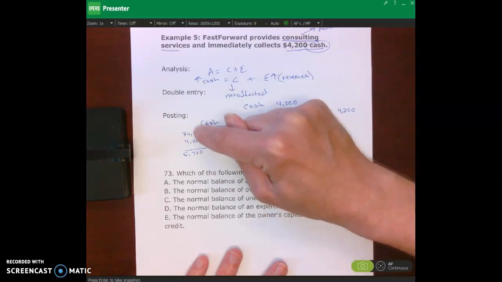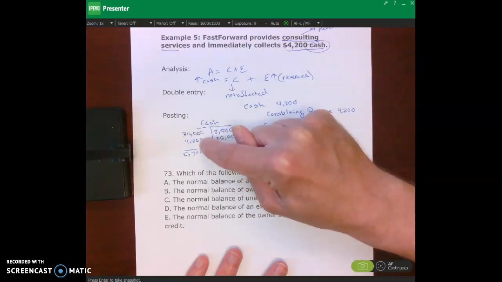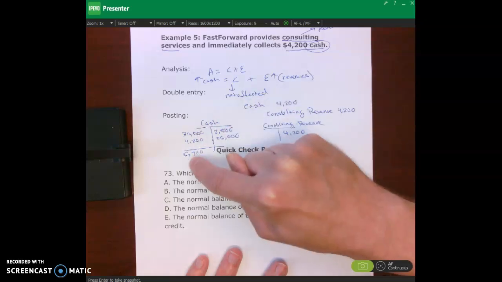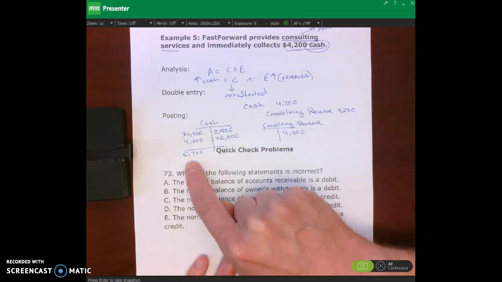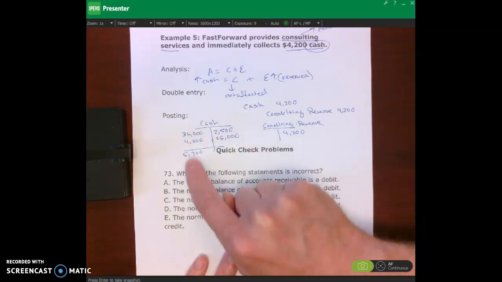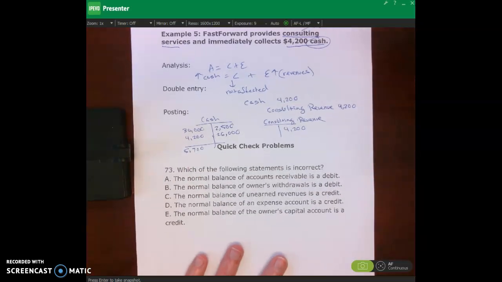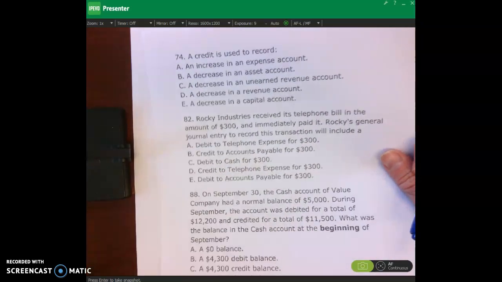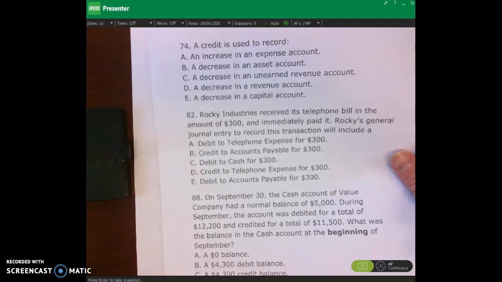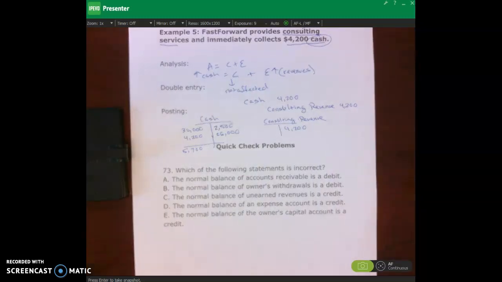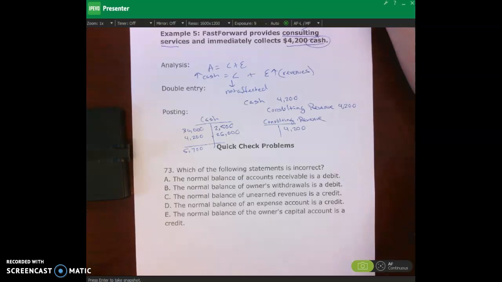How did I get that? I took the $30,000 plus the $4,200, added up all my debits, and subtracted all my credits, and I get $5,700. Remember, the normal balance for an asset account such as cash should be a debit. All right? Now I want you to pause the lecture video and do number 73 right there, and number 74 and 82 on the next page, and then we'll review it, and we'll do 88 together, okay? So go ahead and pause the video.